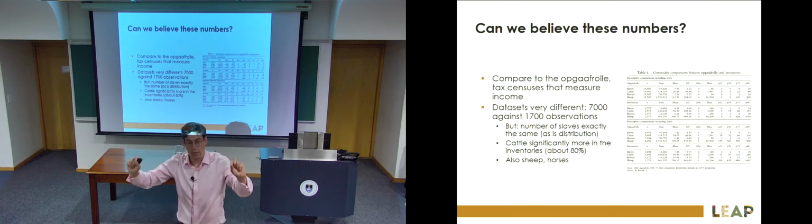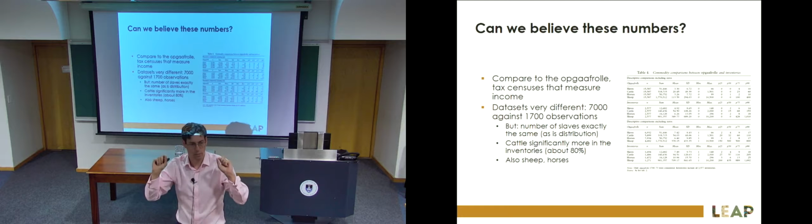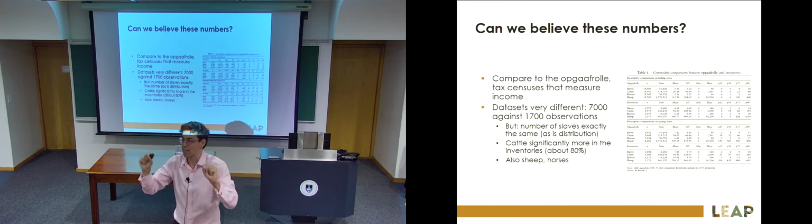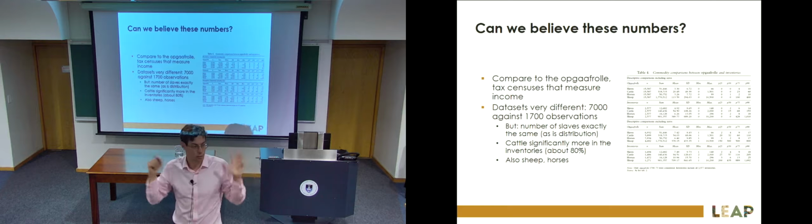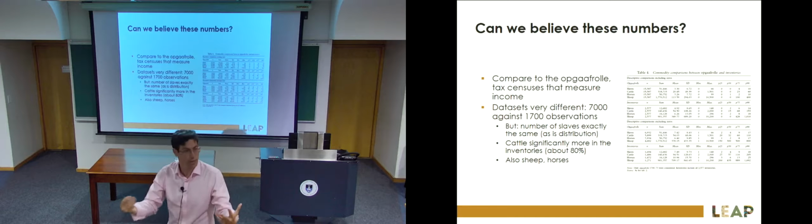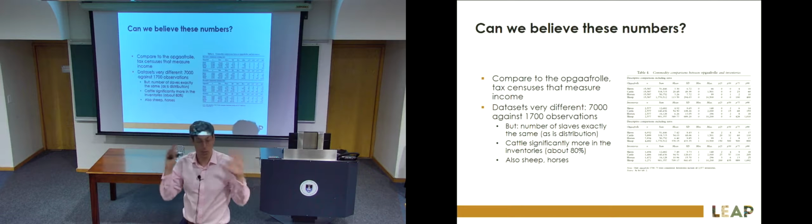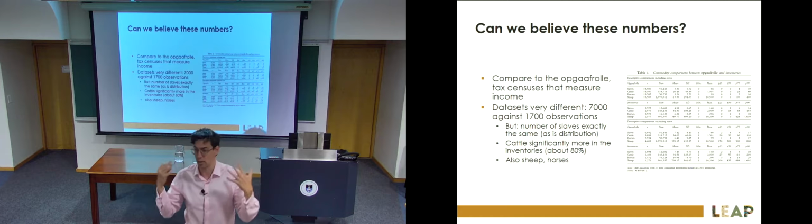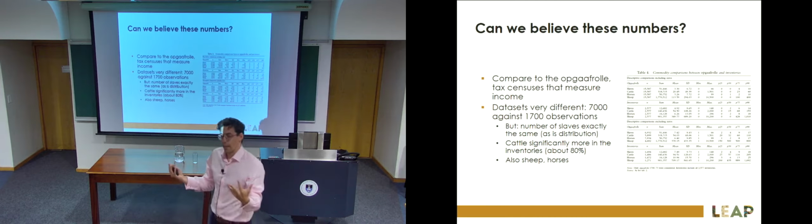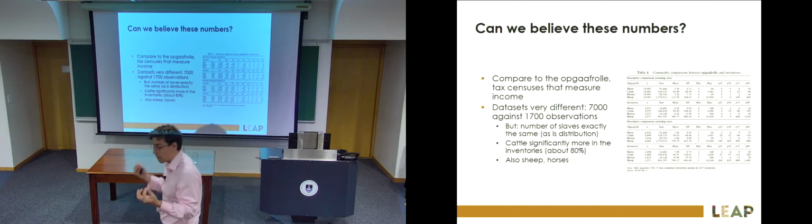When I look at slaves, they are exactly the same. I was almost frightened to show this because it looked too similar. Even if you look at the distribution, they look incredibly similar. To me that felt like, wow, this is amazing. Which it is. That's why I feel I can believe the probates.